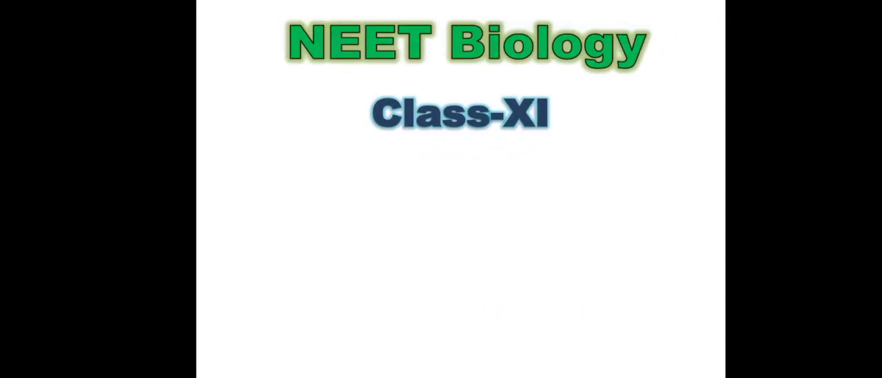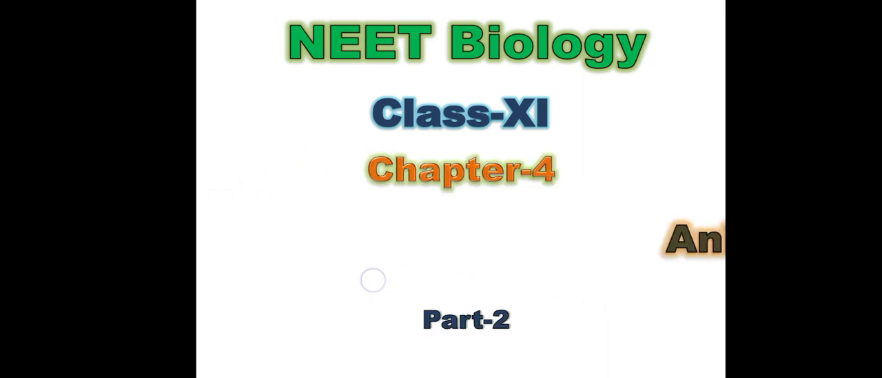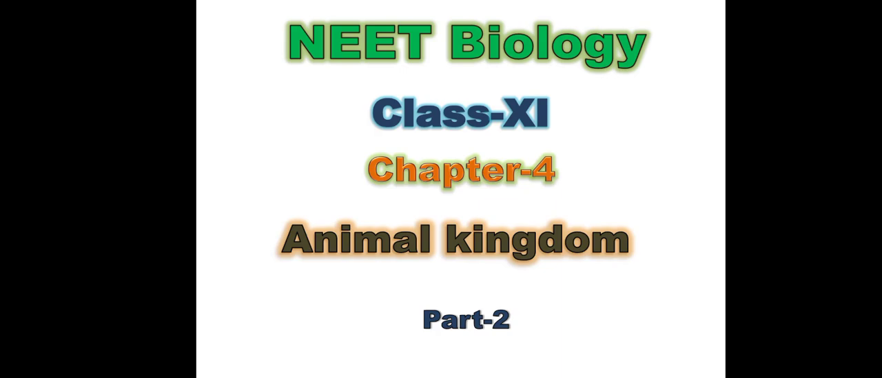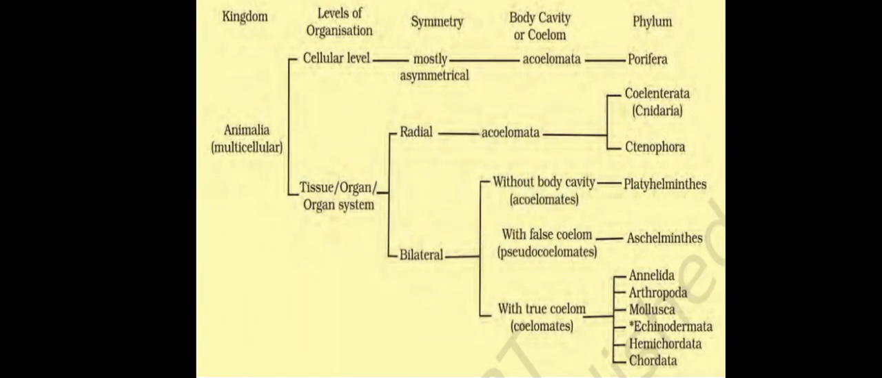Welcome to RED's Biology. We were discussing Chapter 4, Animal Kingdom. In this video, we will discuss two phyla, Porifera and Cnidaria. The broad classification of animals is based on some common features mentioned in this diagram.